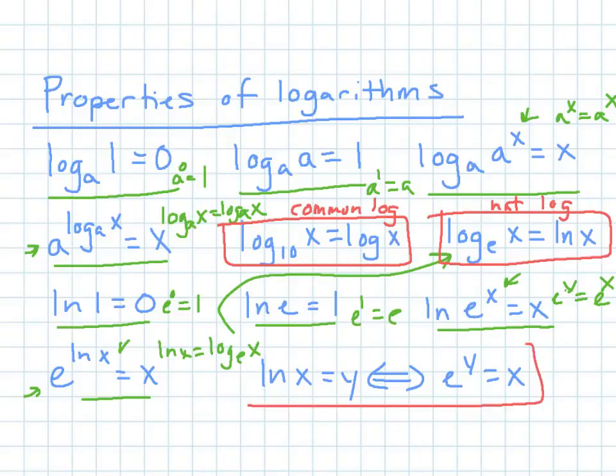And then here showing the switching. So you can go from ln of x equals y to e to the y equals x, and just changing it to exponential form just like we did for the other ones.